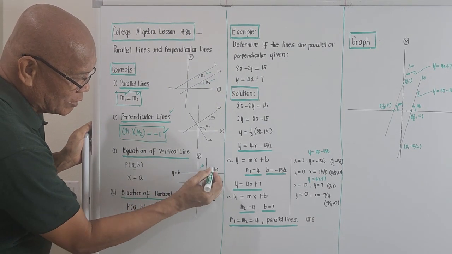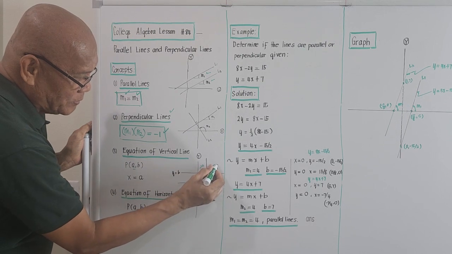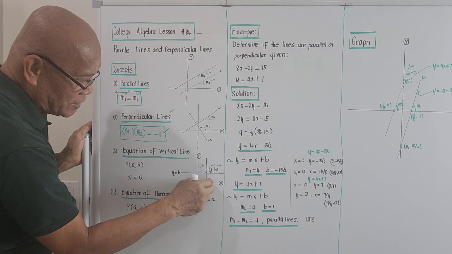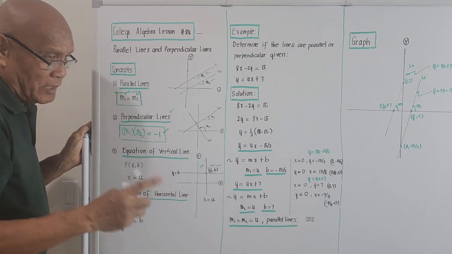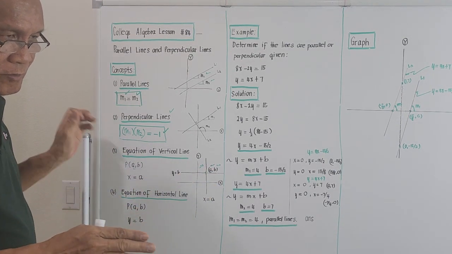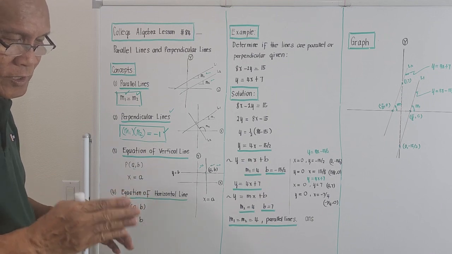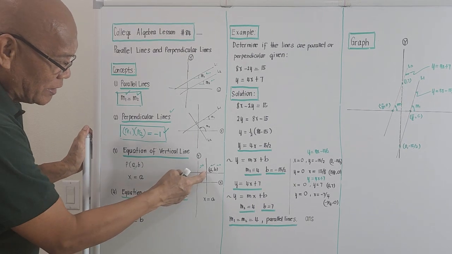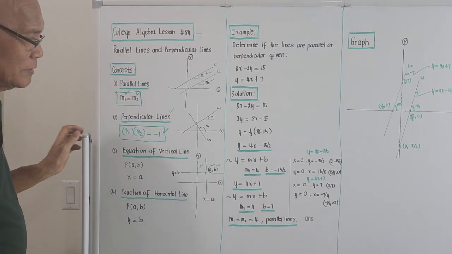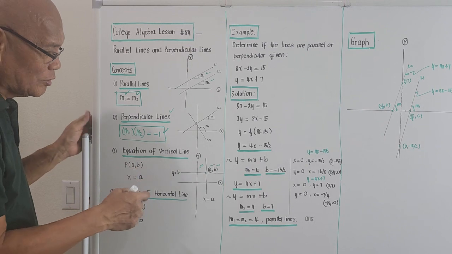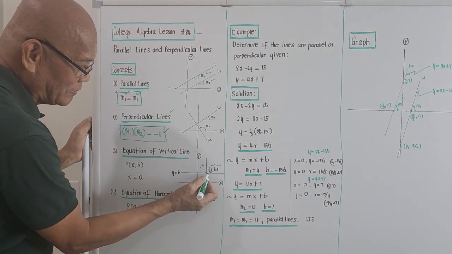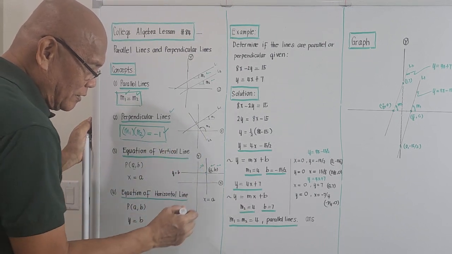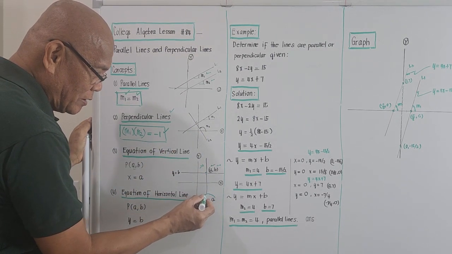Okay, the coordinates will be A and B, meaning the abscissa is A, the ordinate is B. And the problem is asking, if we try to get the equation of a vertical line passing through A and B, what will be the equation? Vertical line meaning it is parallel with respect to the y-axis. The equation will be x is equal to A.